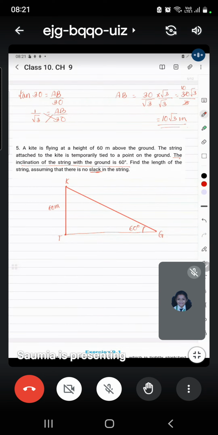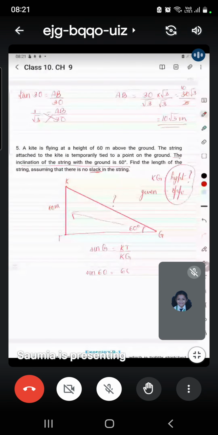Okay, now what do we have to find out? We have to find the length of this, that means we have to find out this KG, correct? So, ma'am, sine. Yes, KG. Hypotenuse is missing. And which side is given to us? Opposite side. So which ratio will we take? Sine ratio. Yes, sine ratio. So sine G is equal to KT upon KG. Sine 60. What is KT? 60. And KG, I don't know. What is sine 60? Root 3 by 2. Yes. And I have to find out KG.